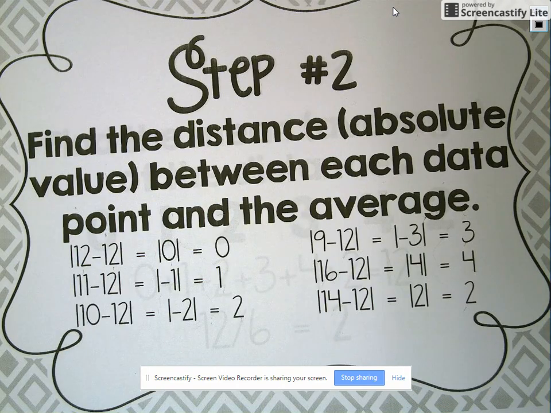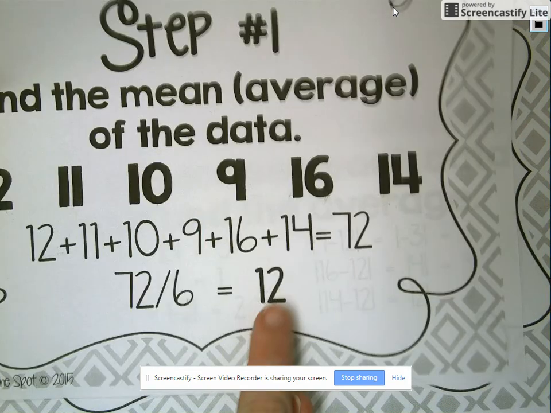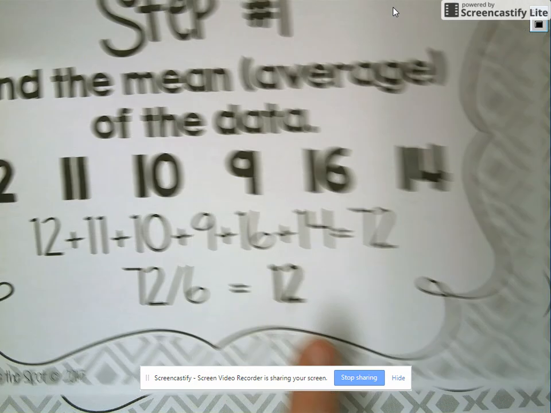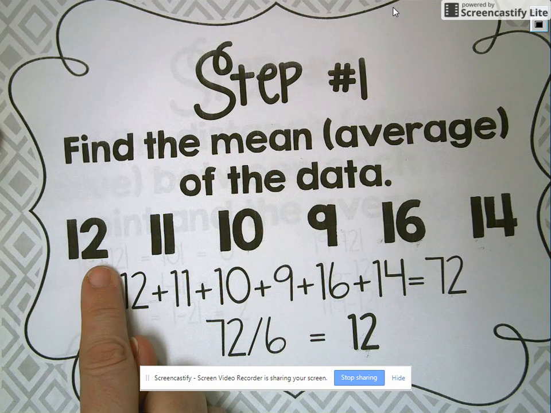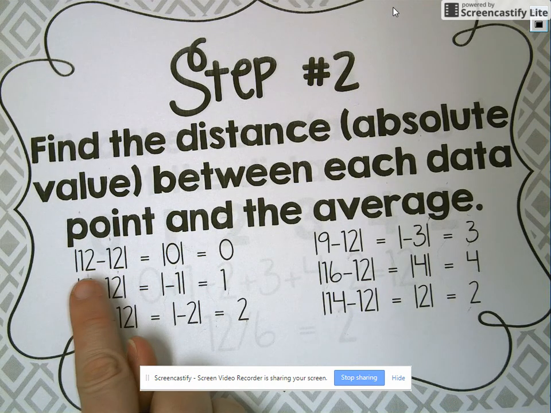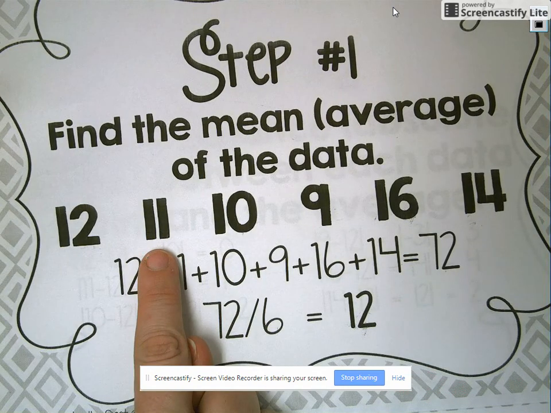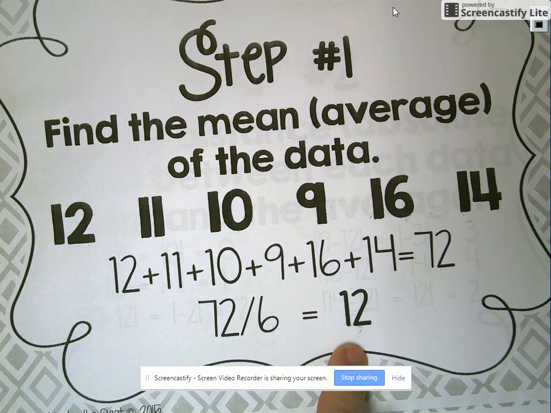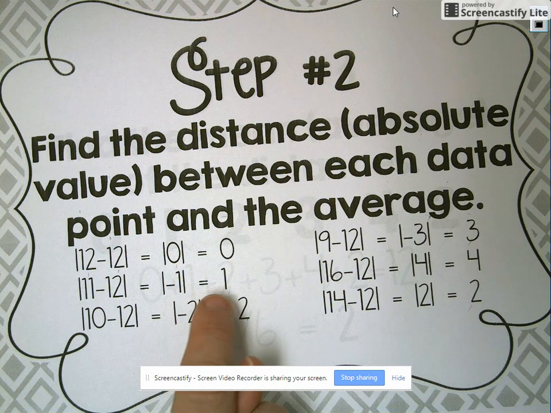Okay, step 2. Find the distance or the absolute value between each data point and the average. Okay, so if we said that the average is 12, you would compare 12 to each one of these data points. 12 is 0 away from 12. So you would subtract 12 from 12 and you would get 0. 11 is 1 away from 12. So you would say 11 minus 12 is 1.